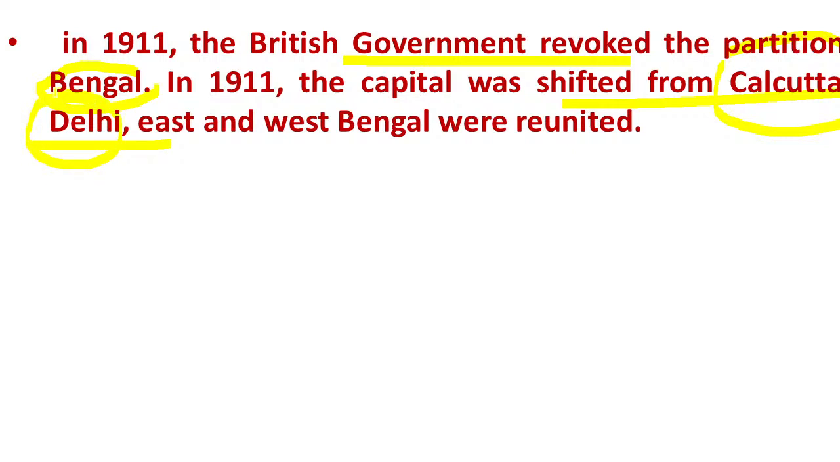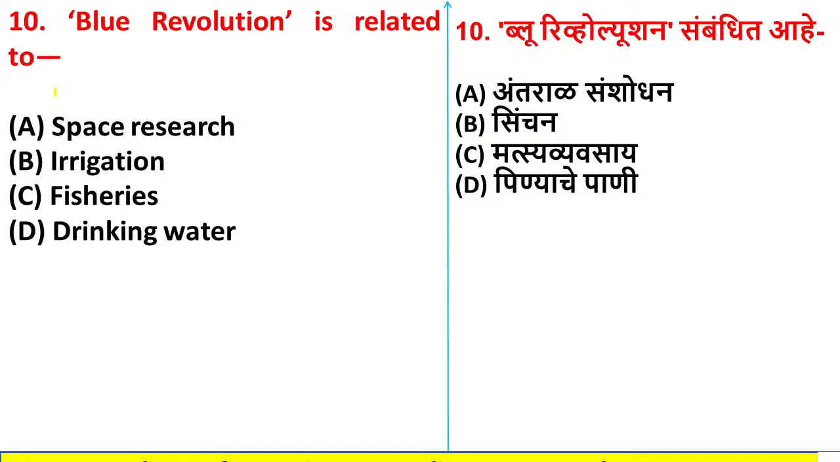Okay, let us move to question number 10. Blue revolution is related to option A, space research, option B, irrigation, option C, fisheries, option D, drinking water. Blue revolution is related to space, irrigation, fisheries or drinking water. It's a very easy question, I feel.